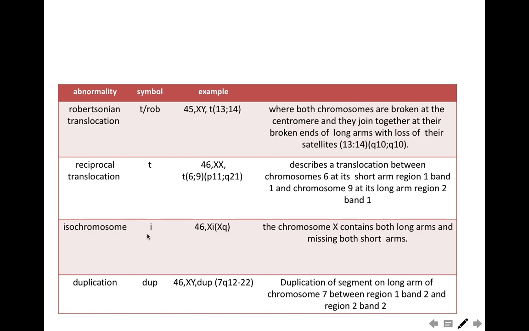الايسوكروموسوم السيمبل بتاعه I، واحنا عارفين ان الايسوكروموسوم ده يعني ان الكروموسوم بيبقى formed of two similar arms, either the two P arms or two Q arms, because the centromere during the anaphase was split horizontally instead of vertically، فال two arms of the chromosome is the same. فهنا هيبقى عندي 46, X, one X normal and the other is an isochromosome X involving the QR.